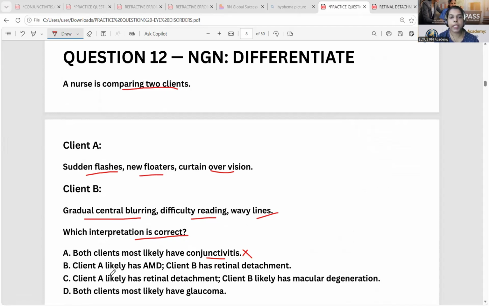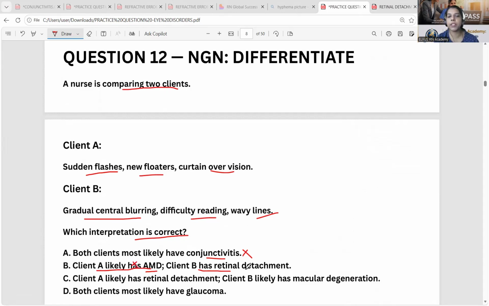Second one, client A likely has acute macular degeneration. Client B has retinal detachment. See, here the sudden flashes of light, floaters, and curtain over the vision are not related with acute macular or atrophic macular degeneration. No, the symptoms are not related with the macular degeneration. So it cannot be a possible one.